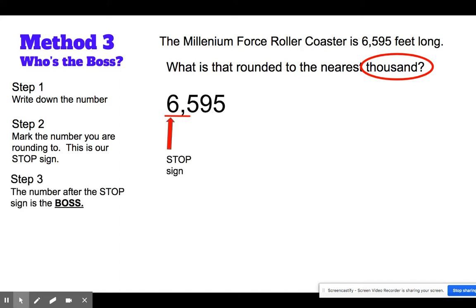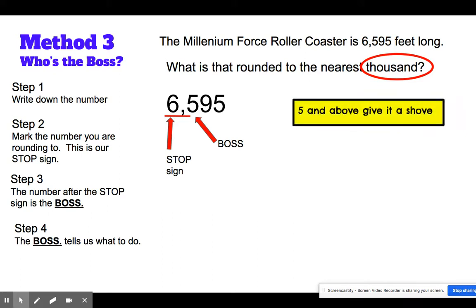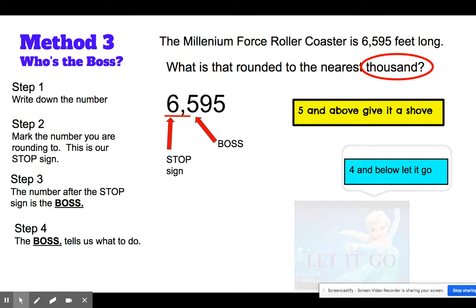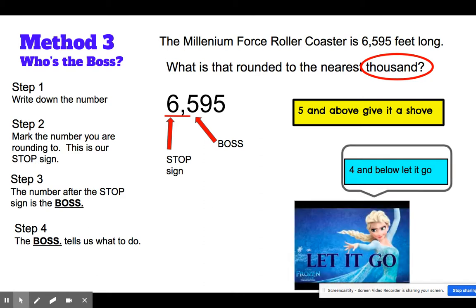Step 3, the number after the stop sign is the boss. So this 5 here, the 5 that's in the hundreds place, is going to be our boss. Step 4, the boss tells us what to do. There's a couple things that the boss will tell you to do. 1, if it's 5 or above, give it a shove. Or 2, 4 and below, let it go. And that's what Elsa would say. Elsa would tell you to let it go.